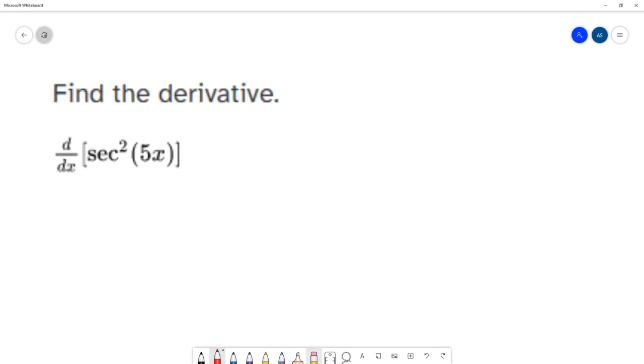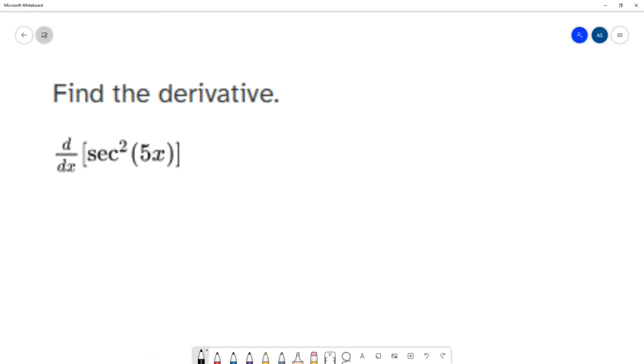On this example, we want to find the derivative. It says the derivative with respect to x of secant squared 5x. When I'm calculating the derivative on this one, I'm noticing that I have secant, so I'll probably have to use the derivative of secant. But I'm also noticing this power and the 5x inside the secant, so I'm also going to have to use the chain rule on this one.